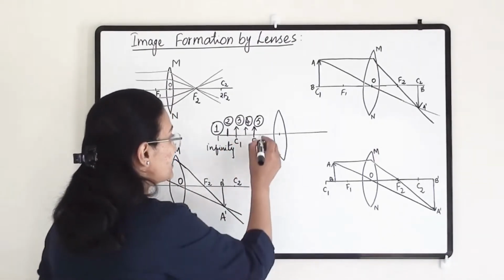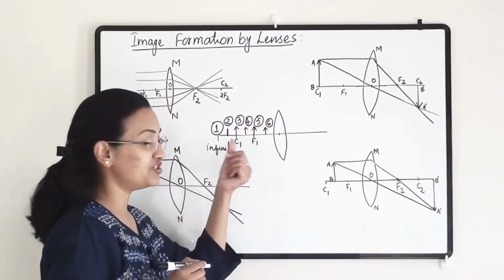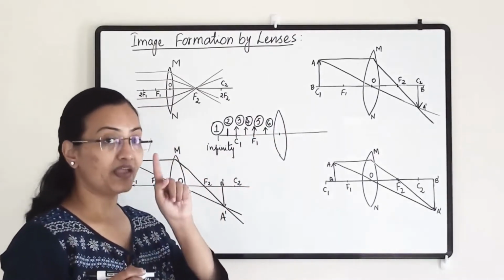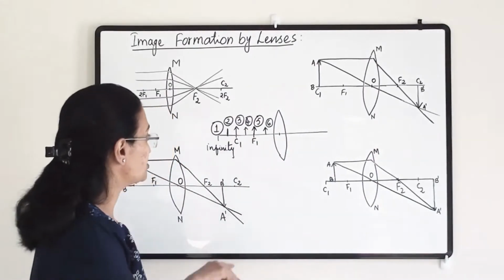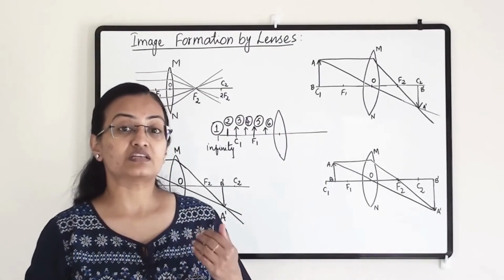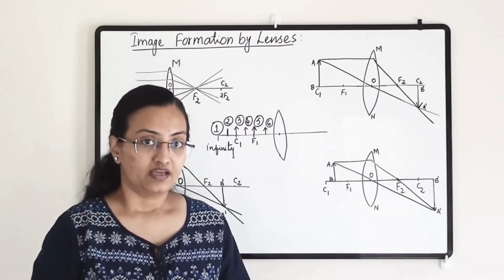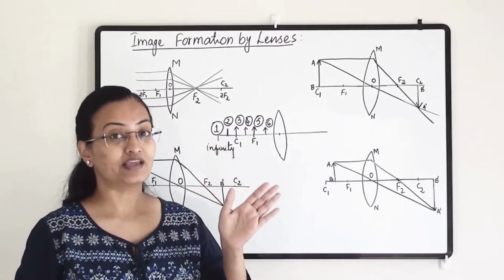And the last case, the sixth case, is when we are keeping our object in between the optical center and focus point, where we will get the image and how we will get the image. So these 6 cases we have discussed when we were studying the concave mirror, and we have seen all these 6 cases for concave mirror.